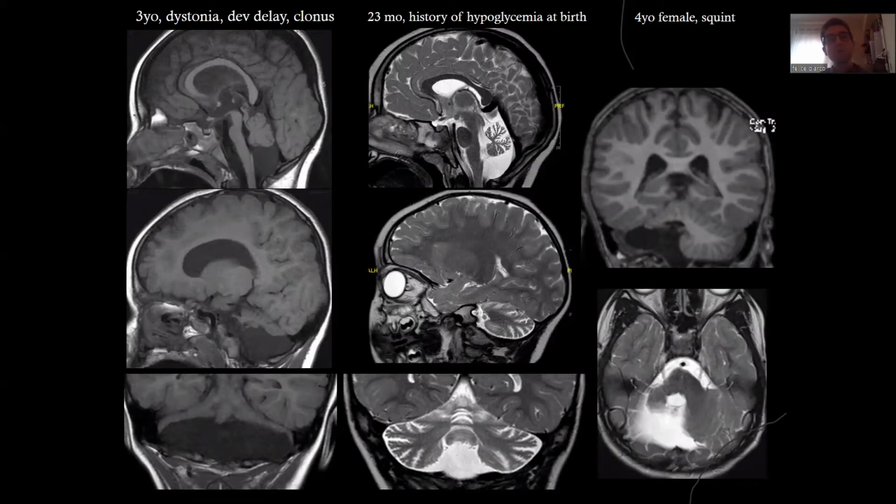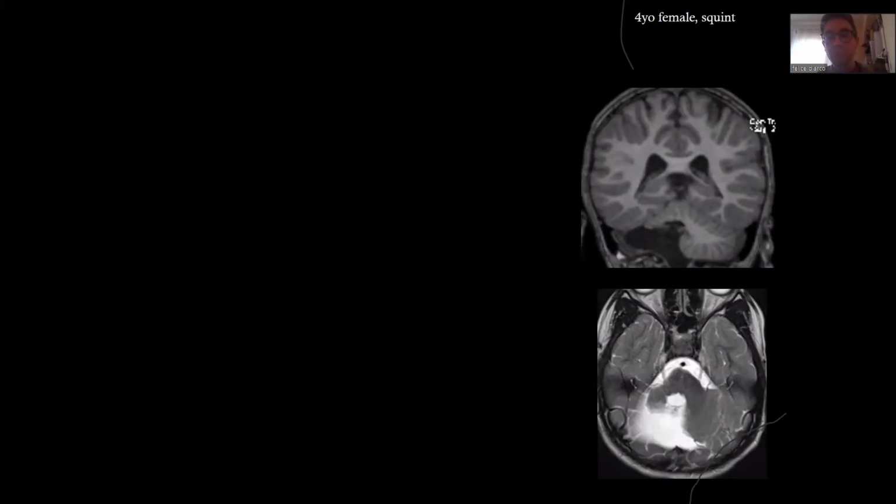Now, another important thing is to look at the differences between hypoplasia and atrophy, so when we use hypoplasia and when we use atrophy. These are three cases, three columns with three different children. Let's start from this one. The cerebellum here is clearly asymmetric. This hemisphere looks okay. This other hemisphere looks quite small, almost absent. Now, how do you report that and what does this finding mean? This is a 4-year-old female with squint, nothing else.